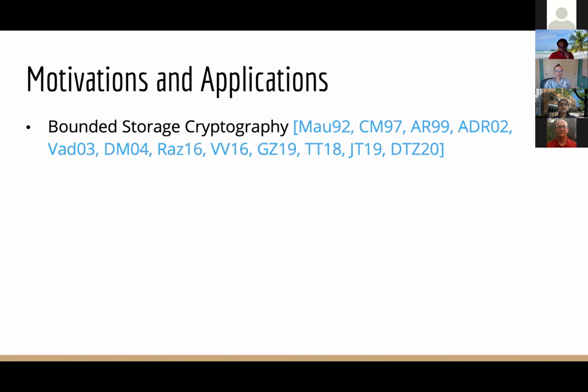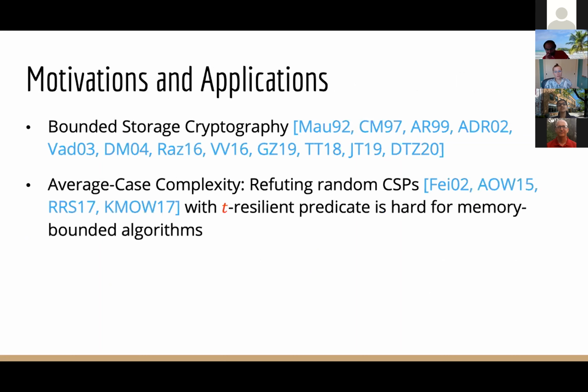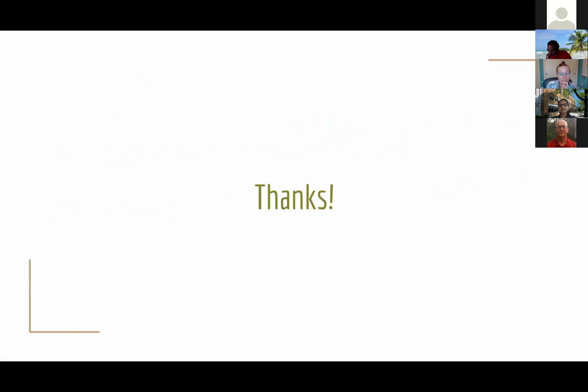So to conclude, I want to mention a couple of motivations for these results. The first one is that it adds to the field of bounded storage cryptography that considers cryptographic protocols that are secure against memory bounded adversaries. And the second fascinating application is in average case complexity, where we show that refuting random CSPs with t-resilient predicate is hard for memory bounded algorithms. I don't have time to go into the proof techniques, but please refer to the longer talk to learn about them. Thank you.